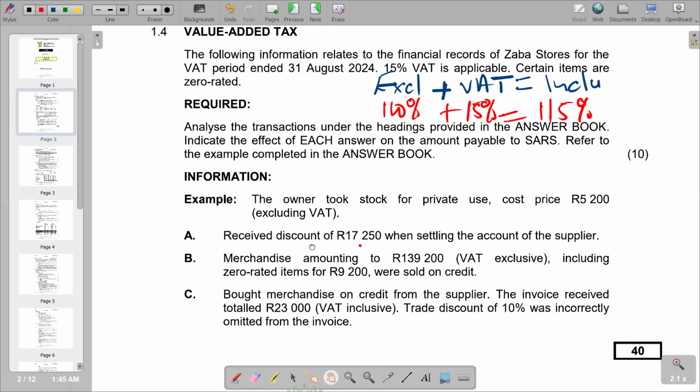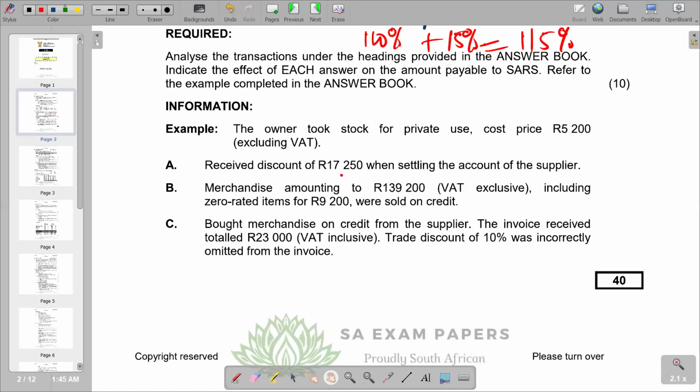So basically, 115% is equal to 17,250. The figure that we are looking for is VAT, which is 15%. So 15% is the missing figure, so it's a question mark. So obviously we use a simple proportion, whereby what we don't have, 15%, becomes the numerator, and what we have, 115%, becomes the denominator. Then we multiply by the given figure of 17,250.